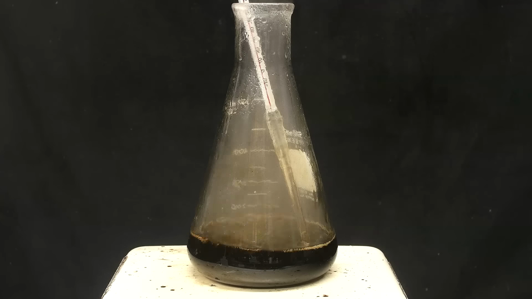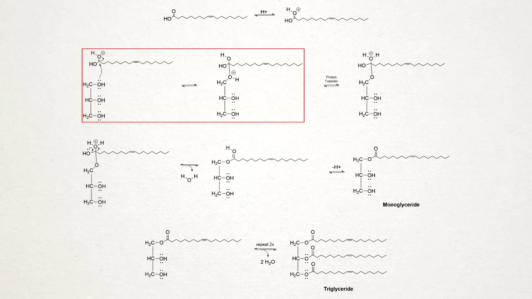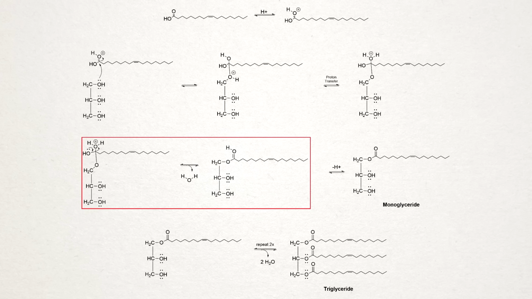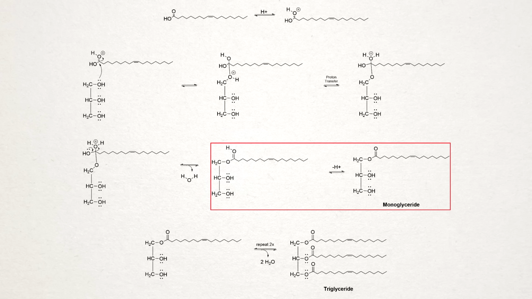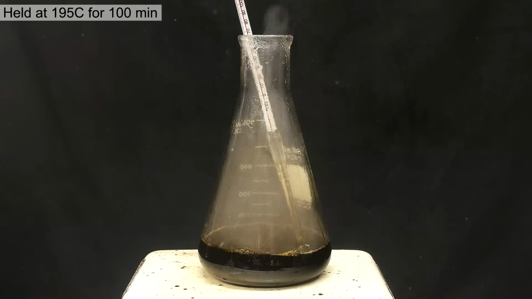So in terms of the mechanism, it's a pretty typical acid-catalyzed ester formation, and I'm just going to quickly cover what's going on. In the first step, the fatty acid is protonated by the acid catalyst. The protonated intermediate is then attacked by glycerol. A proton transfer occurs, which leads to the formation of a water group. Electrons on the oxygen move to reform the double bond, and the water is kicked off. The hydrogen on the oxygen is picked up, regenerating the acid catalyst, and the reaction is repeated 2 more times to form the triglyceride. So I finally reach 195 C, and I turn on my timer for 100 minutes.